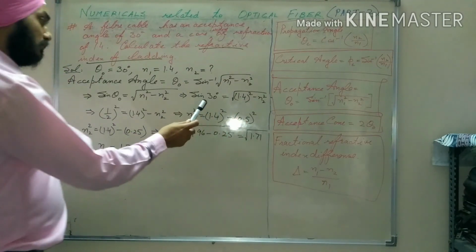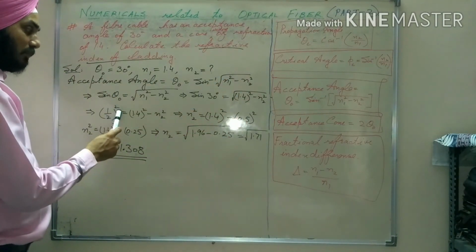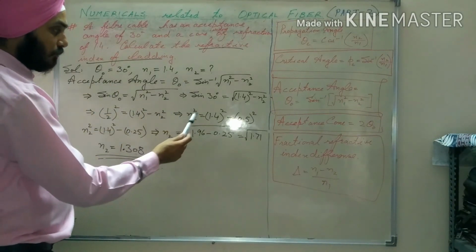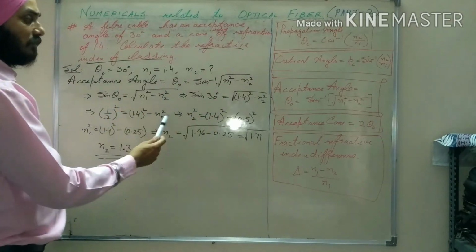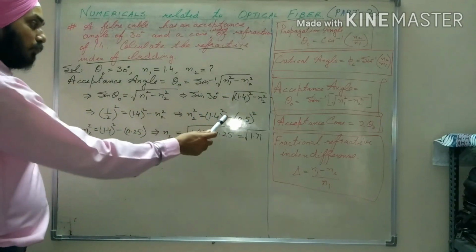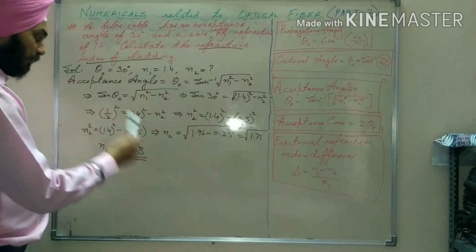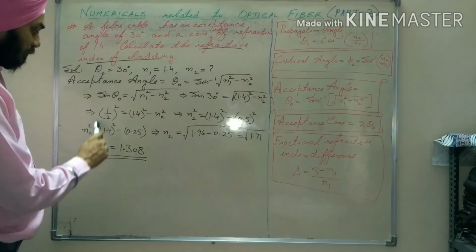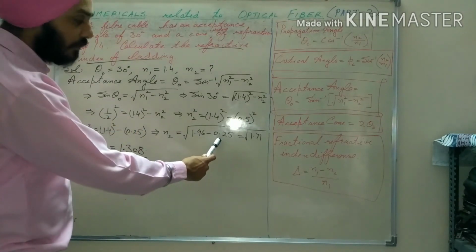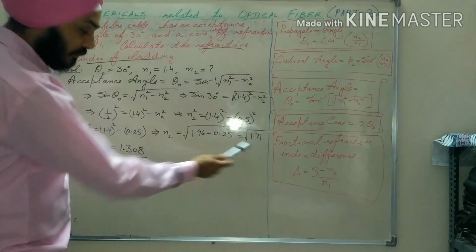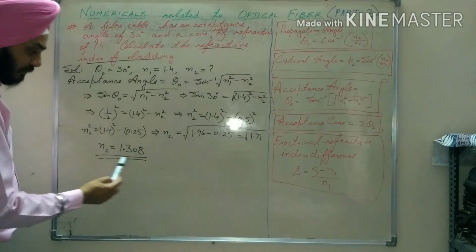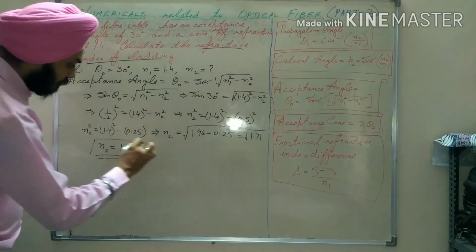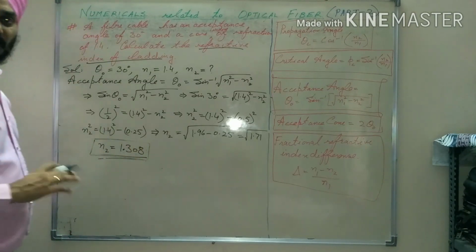After putting the values, n2 square becomes 1.4 square minus 0.5 whole square, which is 0.25. So 1.4 square minus 0.25, that is 1.96 minus 0.25, n2 square becomes 1.71, right? The square root of 1.71 is 1.308. So the refractive index of cladding n2 is 1.308. Clear? Thank you very much.